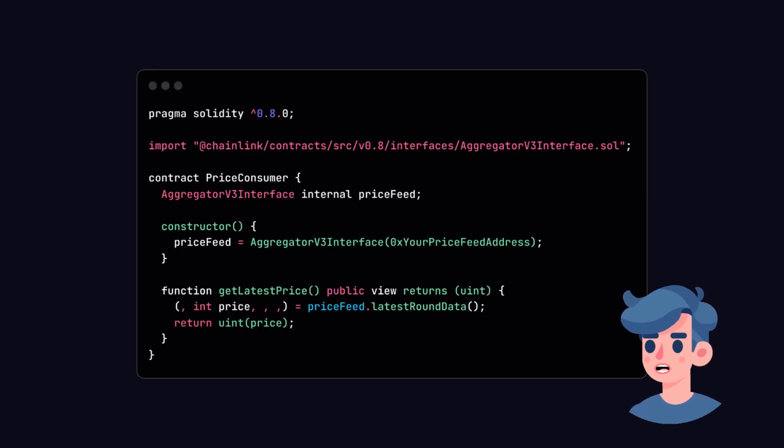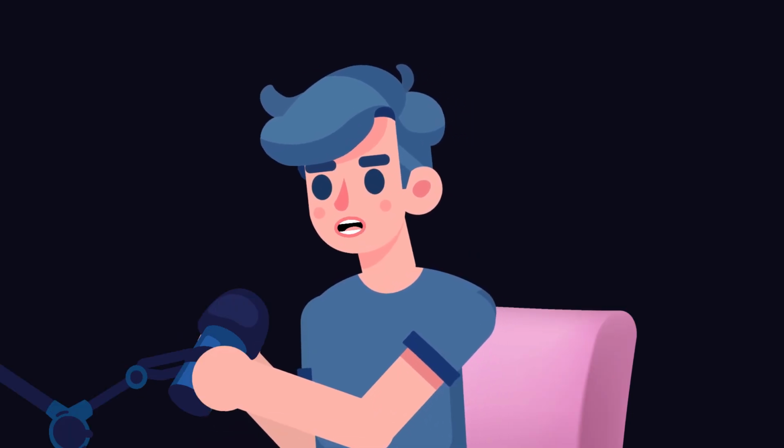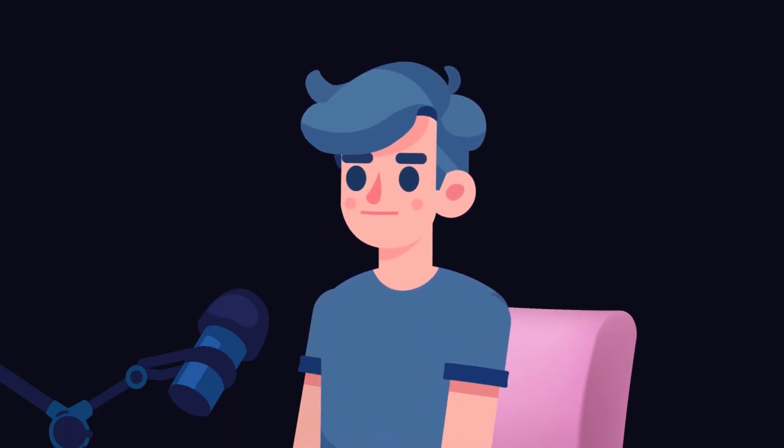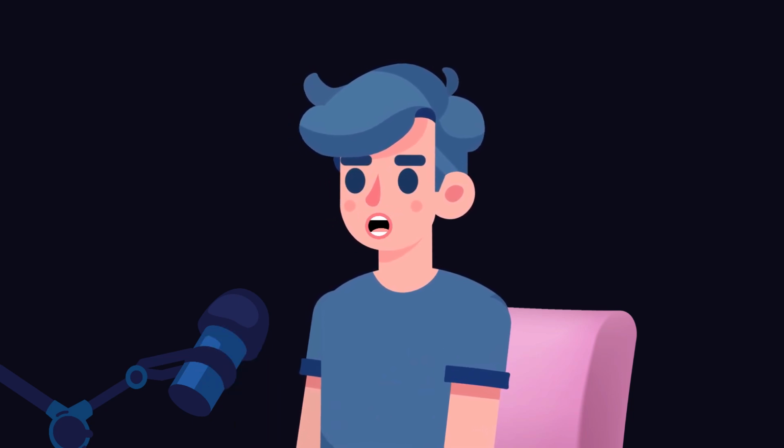With our setup in place, let's create the smart contract. Create a new file under the Contracts folder called priceconsumer.sol. Here's the code that sets up the basic structure. In this contract, we're importing Chainlink's Aggregator v3 interface. This interface allows us to access external price feeds. During contract deployment, we set up a price feed from a reliable source.